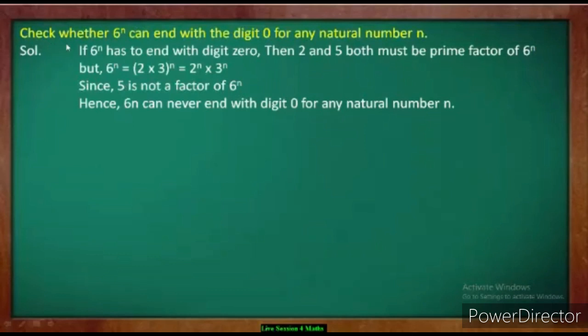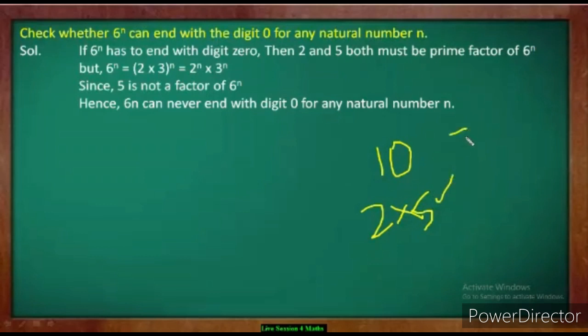Now here let me take one more question. Check whether 6 raised to the power n can end with the digit 0 for any natural number n. If n is a natural number, then can 6 raised to the power n end with 0? Now we will see if a number ends with 0, for example 10, what we will find about the prime factors. The prime factors will be of the form 2 into 5. So 5 will be a prime factor.